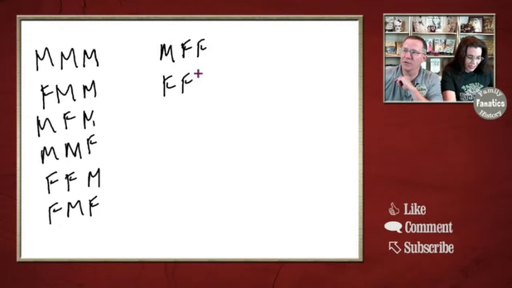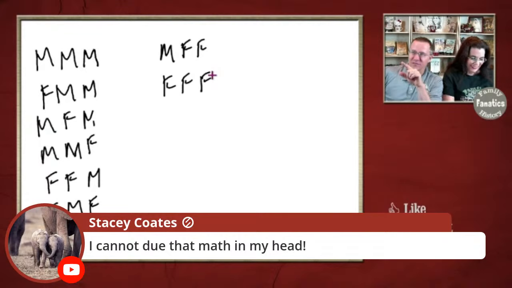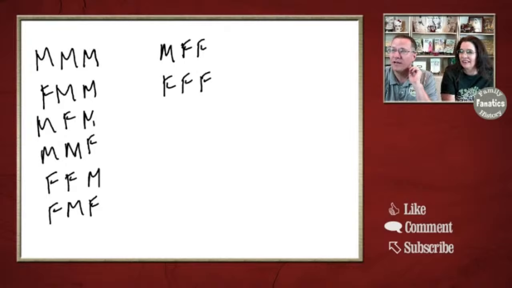Okay. I think that is all the combinations. 1, 2, 3, 4, 5, 6, 7, 8. I think that's all the combinations with three letters that we can have. So remember, we said with each one of these, it was what? 12.5%. Yeah. Right.